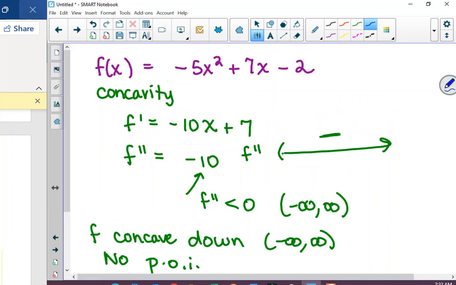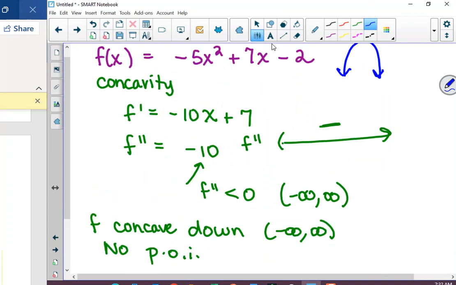And if we go back for a minute, that makes sense. An upside down parabola is nothing but concave down. It's just one big frowny concave down thing. One type of concavity, no point of inflection.